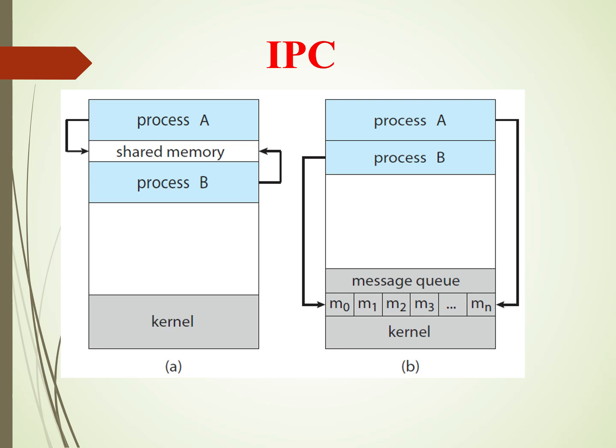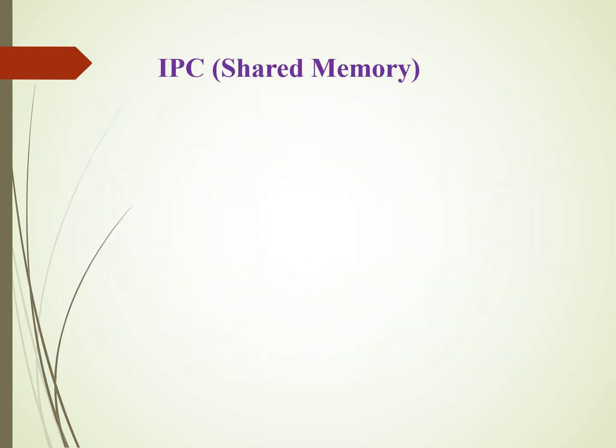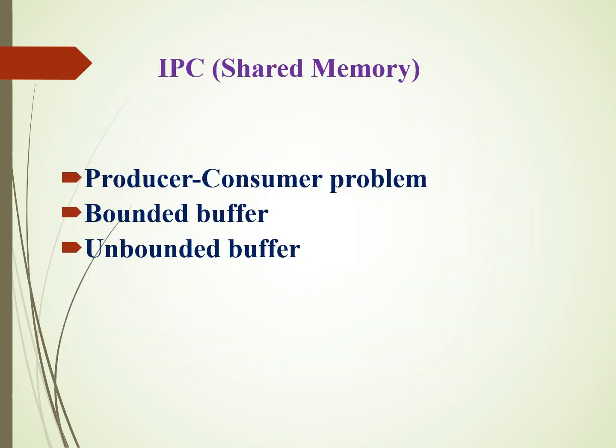Here we have the diagram for interprocess communication using shared memory as well as message passing. The first diagram represents IPC using shared memory. That means a common memory will be shared among the processes. That is called shared memory. Whereas in the message passing system, we maintain some message queues for sending and receiving the data. Here we are going to see elaborately the things that happen in IPC using shared memory system.